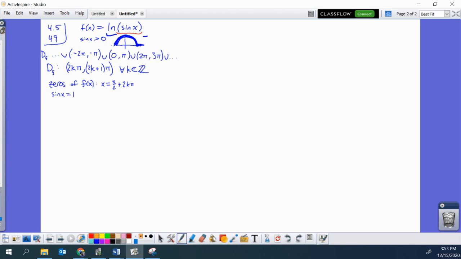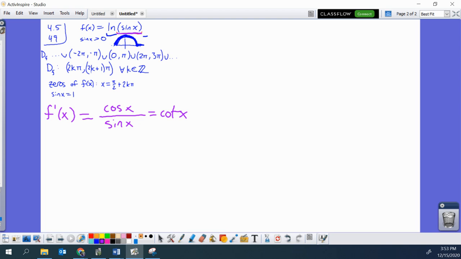Now we're ready to move on to the first derivative. Change colors here for our first derivative analysis. f prime of x is... the derivative of the natural log of x is 1 over x, right? So the natural log of a function of x is going to be 1 over that stuff, and then times the derivative of that stuff, which of course is going to be the cosine of x. And so, hey, that's the cotangent of x, isn't it?